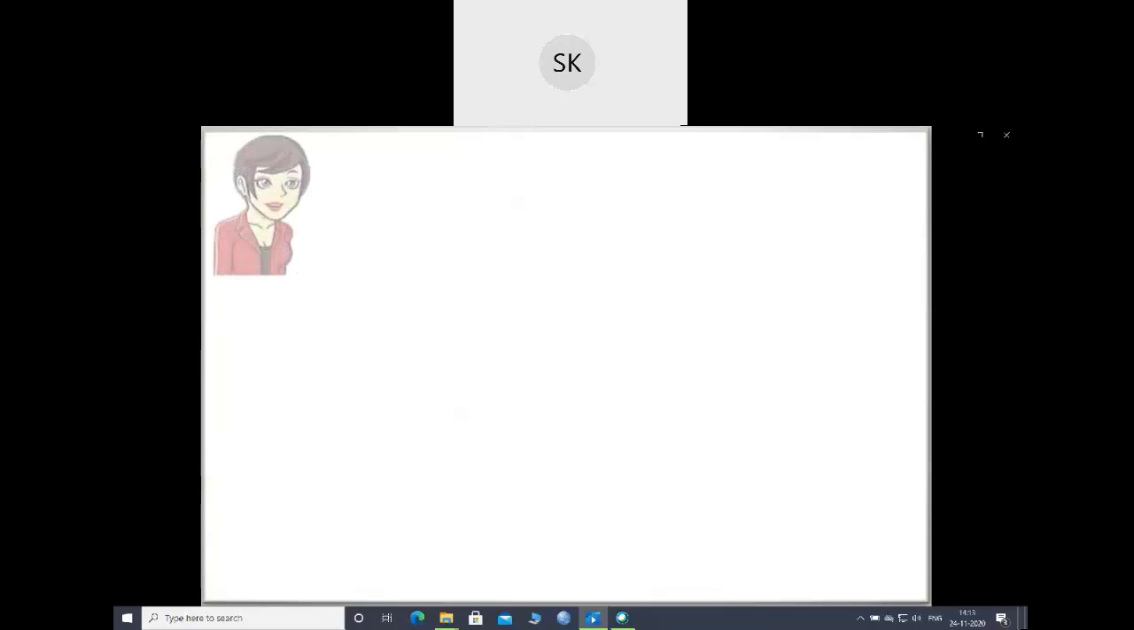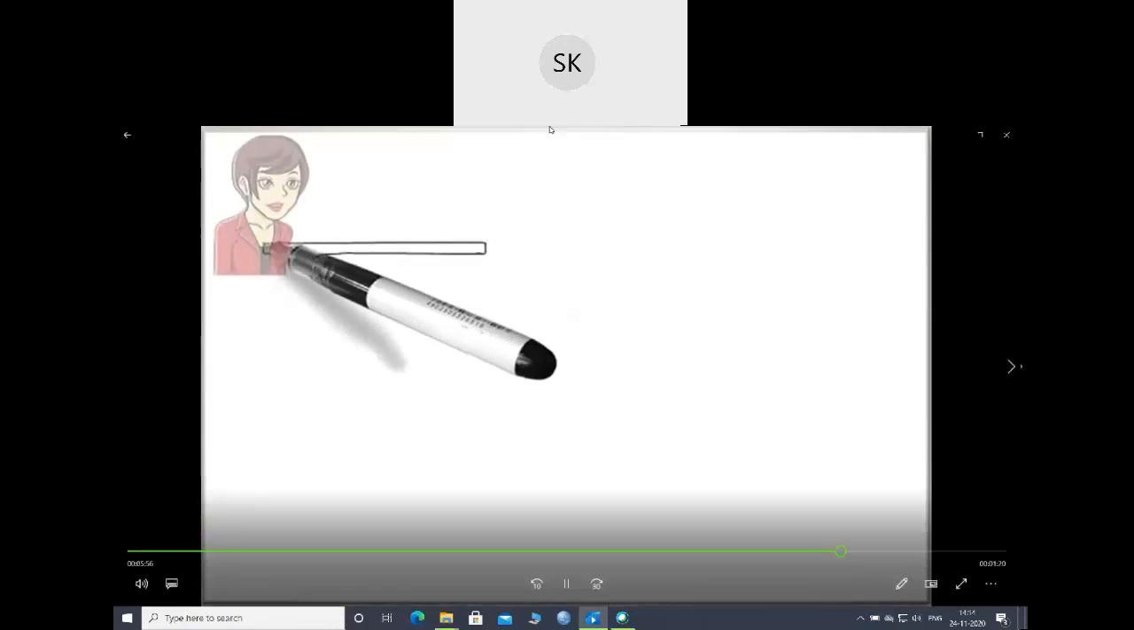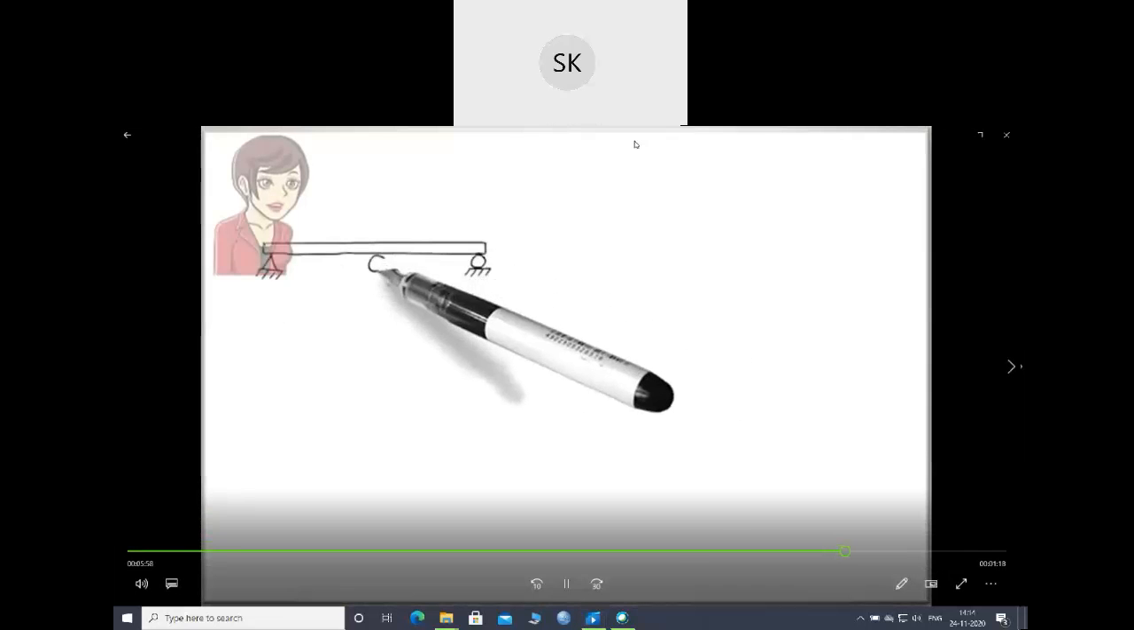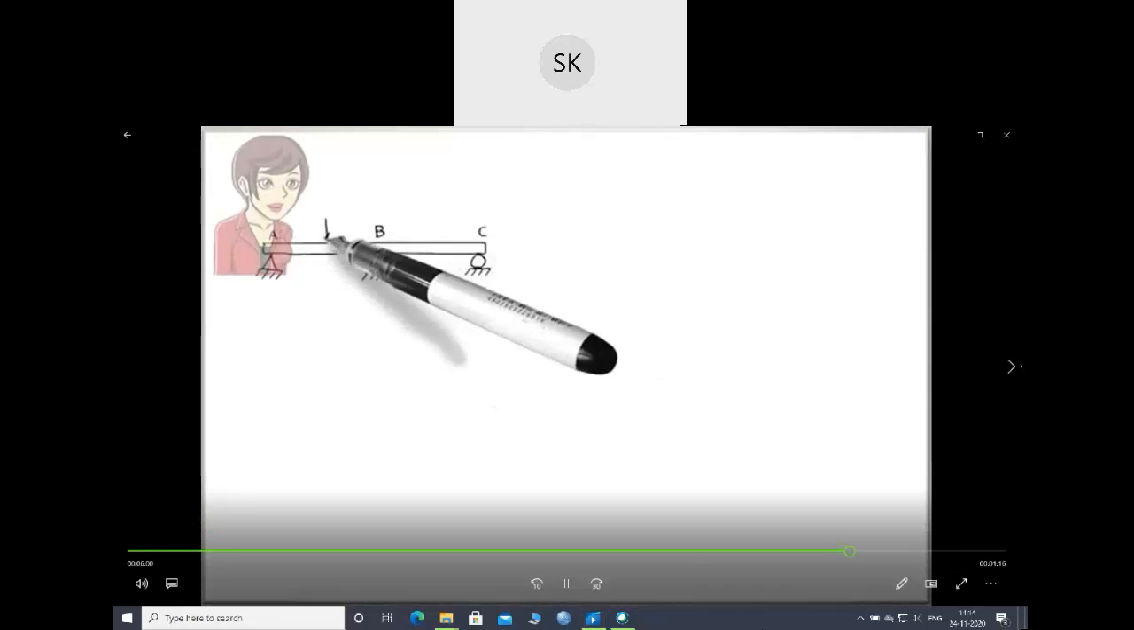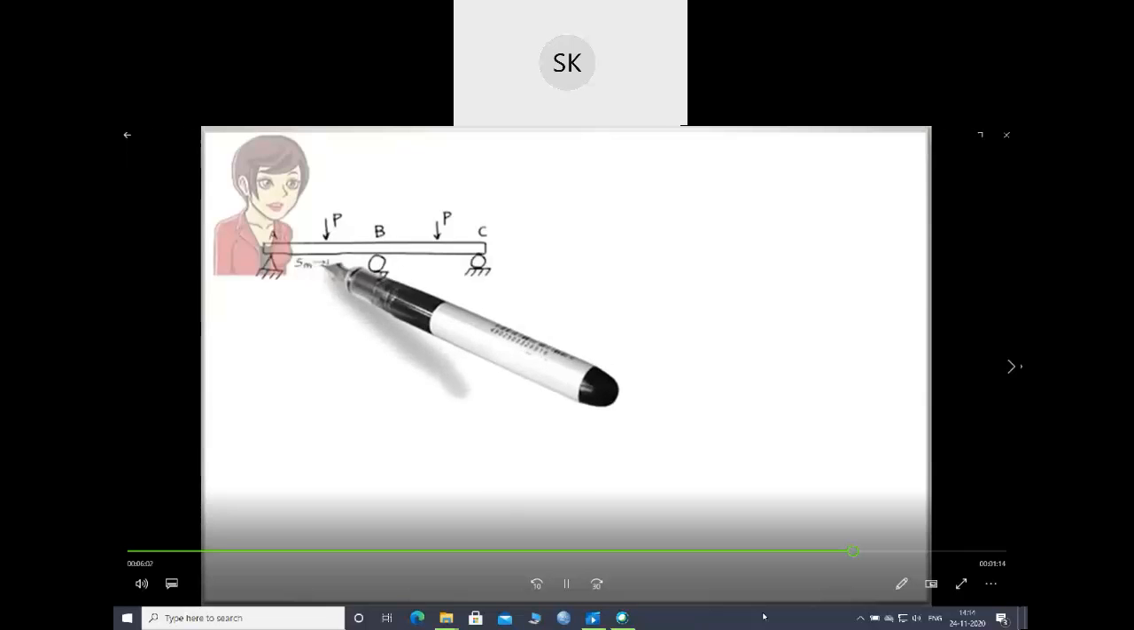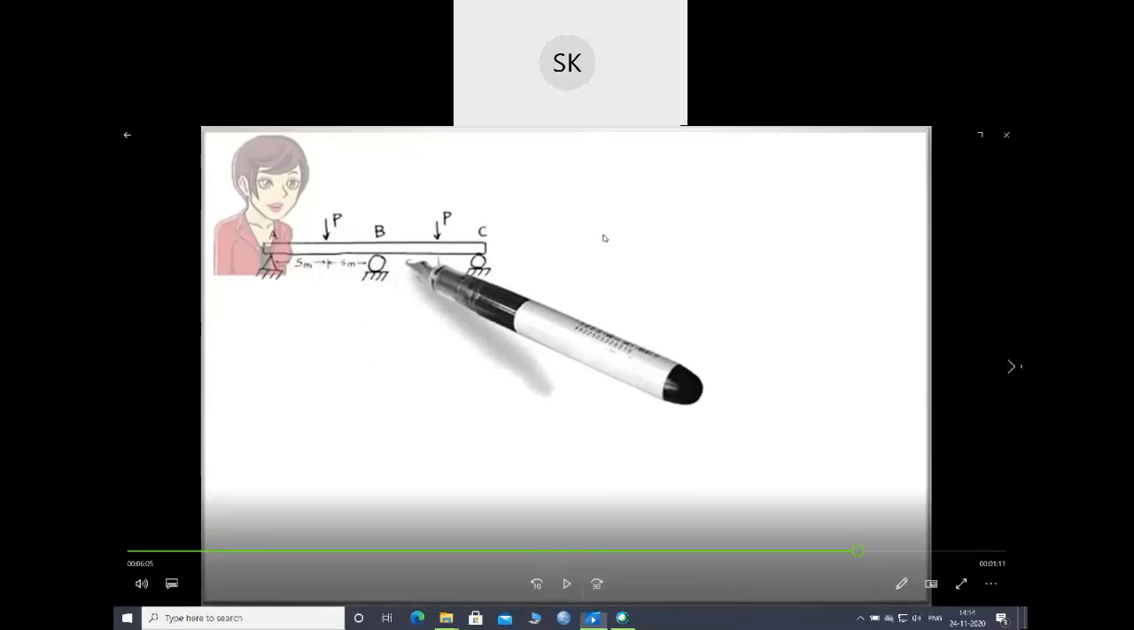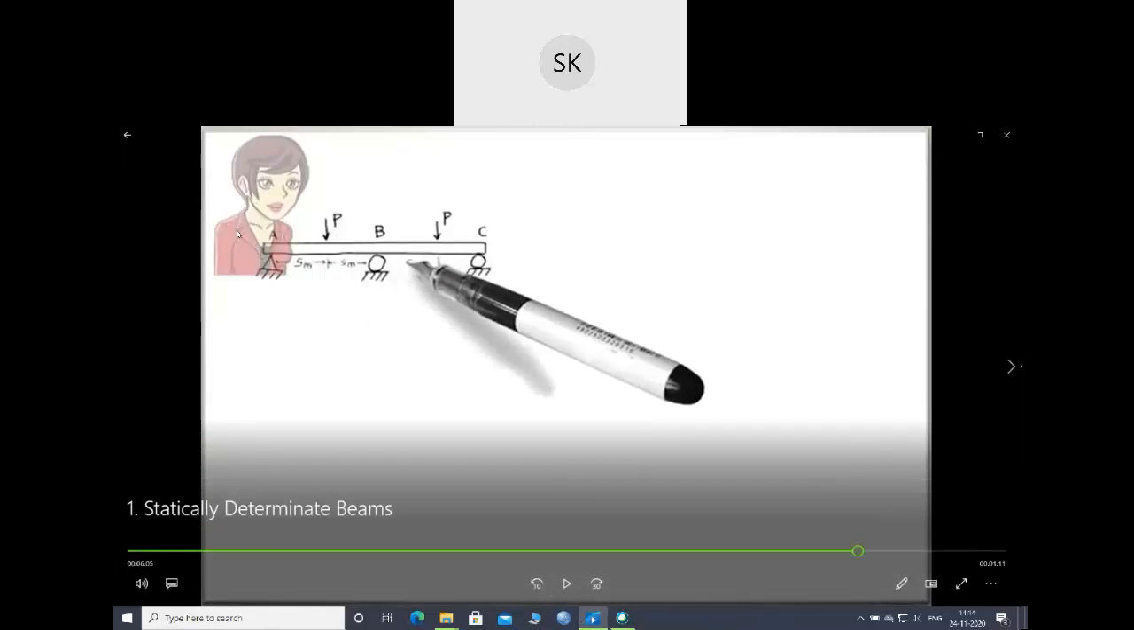The second example is a beam with a pin support at the left end, a roller support at the right end, and another roller support at the middle of the beam. This beam is called a continuous beam. It is supported at three supports: a pin support at A, and roller supports at B and C, and it has two point loads, one between A and B and one between B and C.